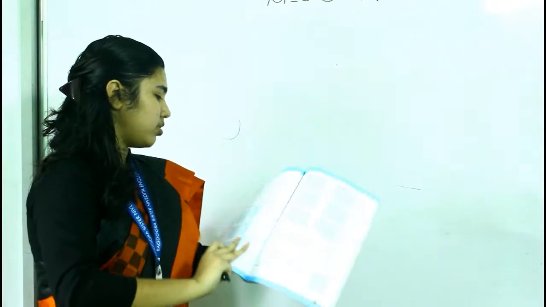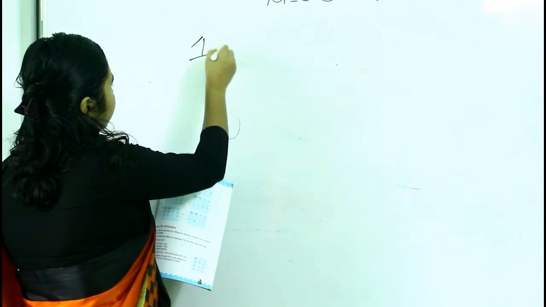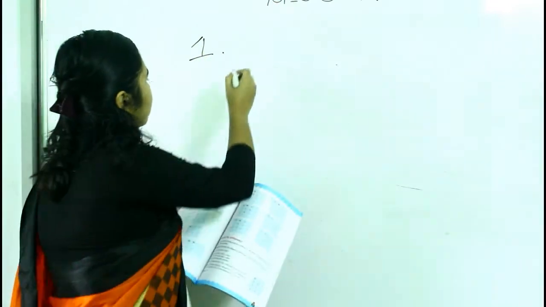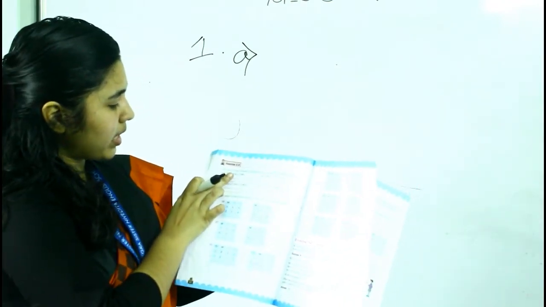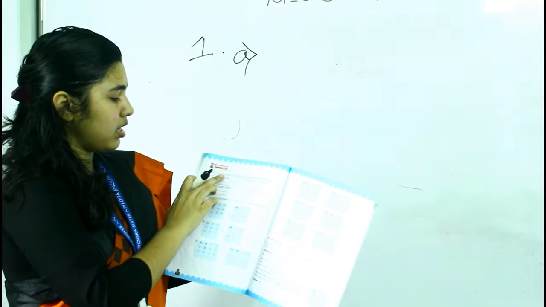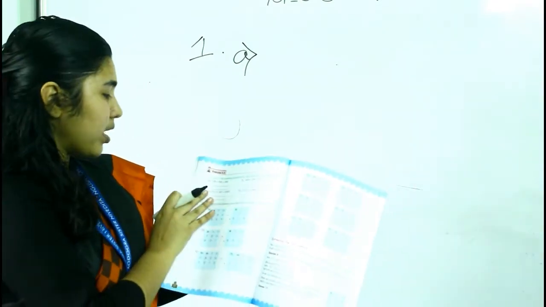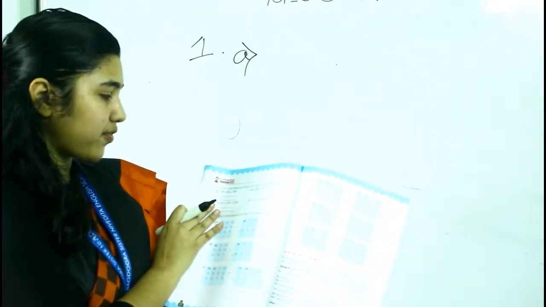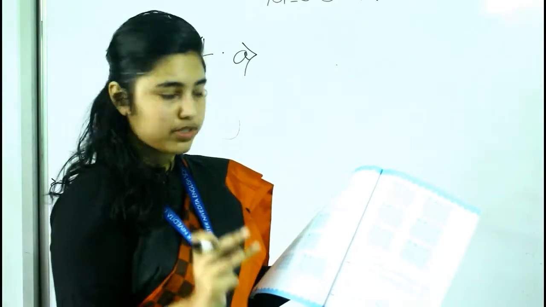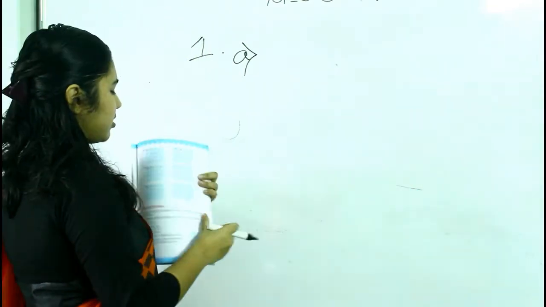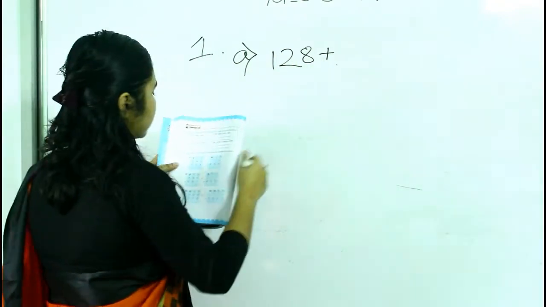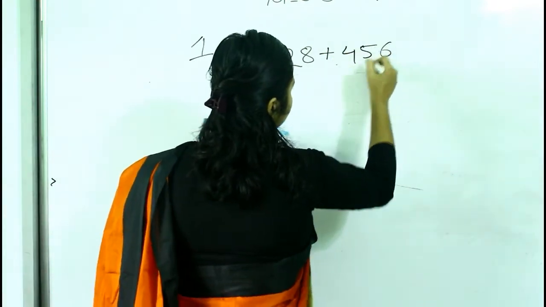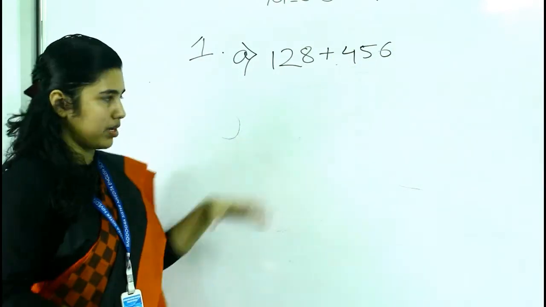Now come to your exercise 3.5. Question number 1. Take A: we have to add 128 with 456. Now read the question carefully. For each of the following addition facts, write two subtraction facts. That means first add these two numbers, 128 plus 456. First add these two numbers.